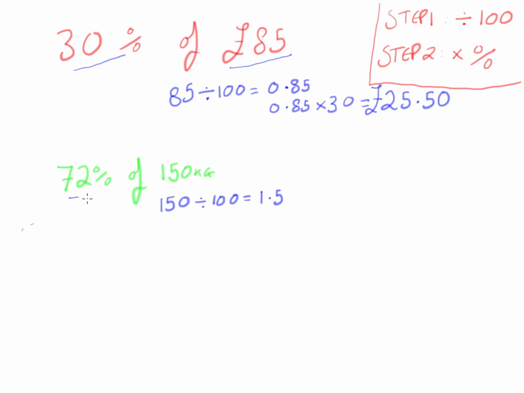Step 2 then, times by the percent that we want. We want 72%, so we'll times 1.5 by 72, and we get the answer of 108. And again, let's put this in the context of the original question. The original question was a weight in kilograms, so our answer is going to be a weight in kilograms. So 108 kilograms.